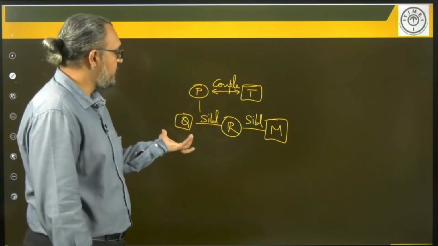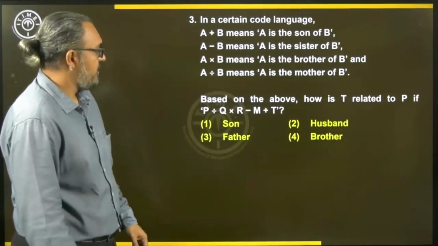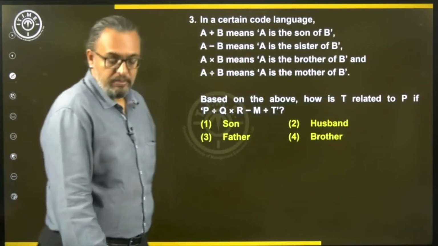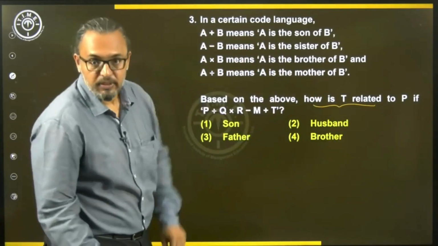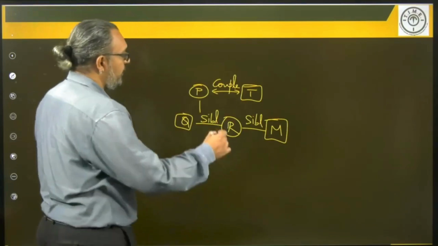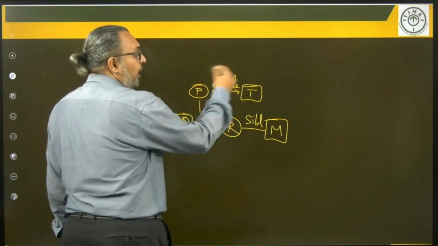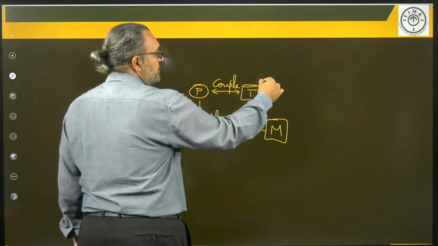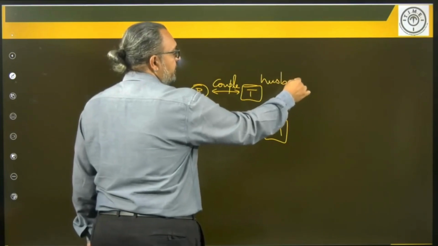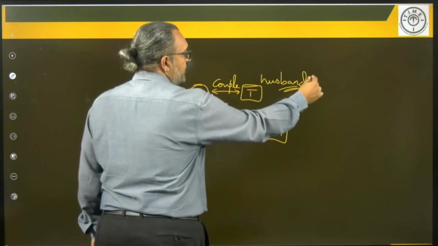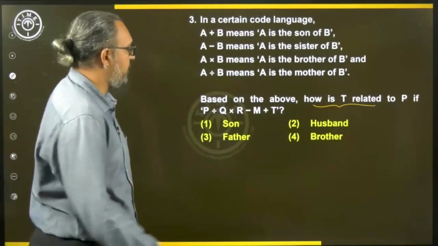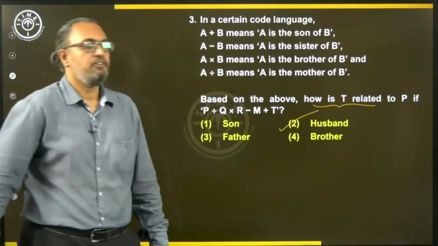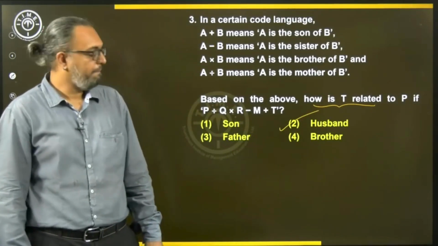Now based on this, we need to look at what is asked: how is T related to P? Because he's asking how is T related, from the other person you check, means from P you check. So from P, how is T related? The answer directly is husband. It's a direct relation, correct? And husband is given in choice 2. That's our answer.